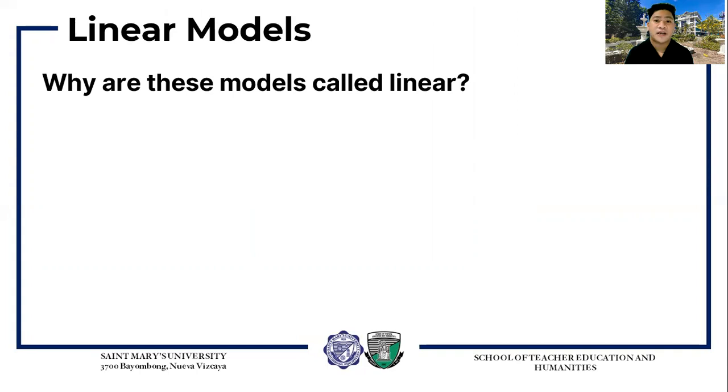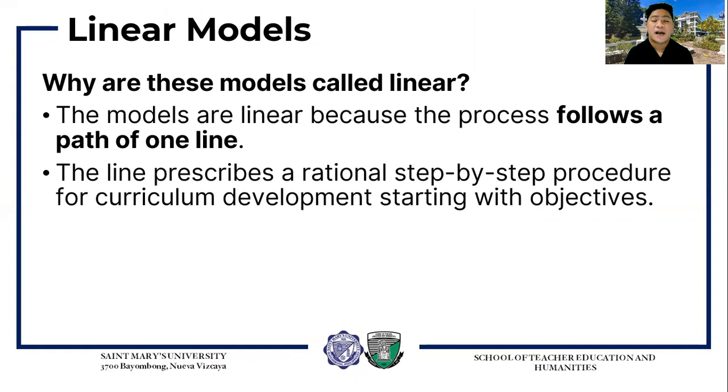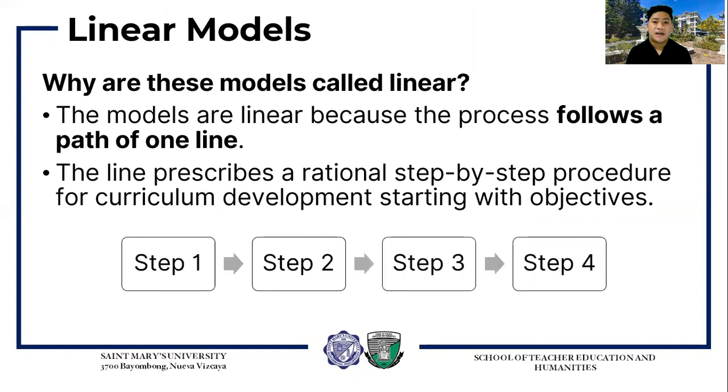Linear comes from the word line. Just imagine a line, and imagine a process as a line. The models are linear because the process follows the path of one line. The line prescribes a rational step-by-step procedure for curriculum development, starting with objectives. Given here is a figure of a linear curriculum development model. It follows the path of one line from step 1 to step 2 to step 3 to step 4.